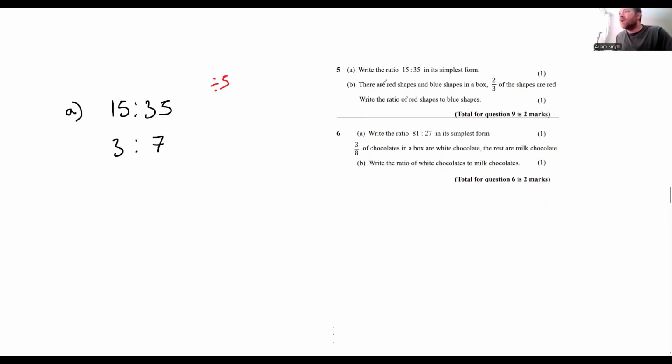Then part B, there are red shapes and blue shapes in a box. 2/3 of the shapes are red. Okay, so if we go back to A, can you see that there are 10 parts in total? So I get 3 parts, you get 7 parts. So in total, there are 10 parts. So this says 2/3 are red. So out of the 3 parts, 2 of them are red. So what does that mean the rest of the blue are? Well, it must be 1.